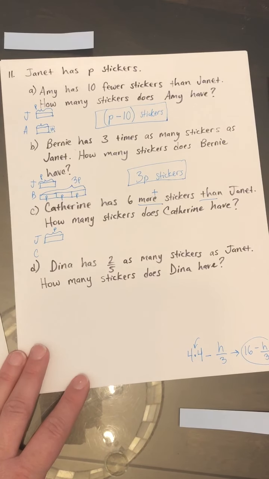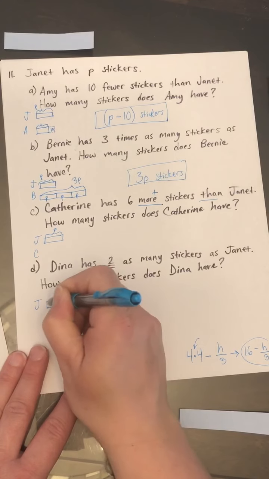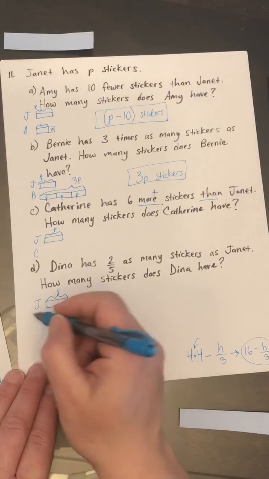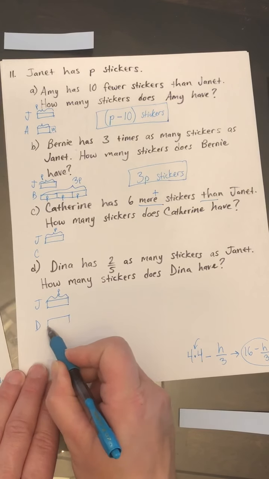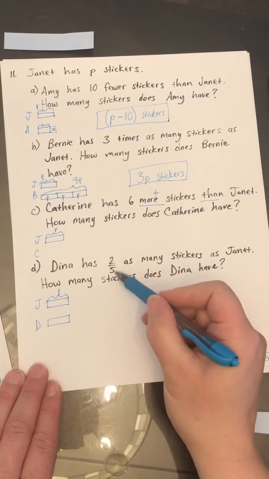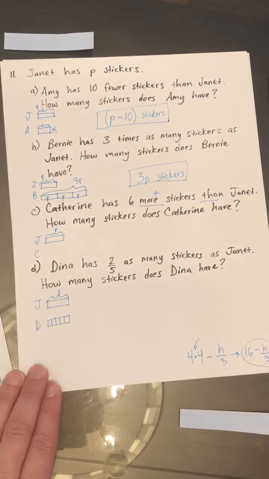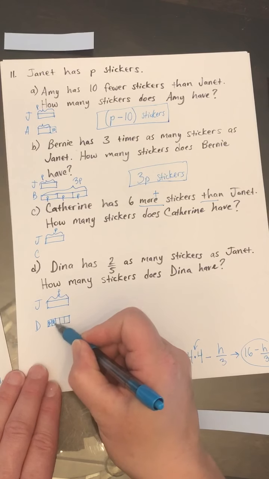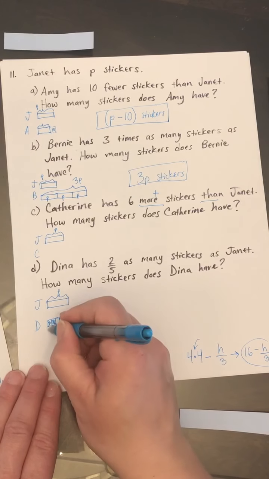This last one says Dina has 2/5 as many stickers as Janet. So I still am referring to Janet. I know Janet still has that same bar filled with P stickers. But it says Dina only has 2/5 as many. So if I write Dina's bar here, I would probably make it the same length to start. But if I want to show 2/5 of a bar, I need to split it into how many equal parts? Hopefully you said 5, right? Because of the denominator. And she only has 2 of those. 2/5 get shaded in. This other portion, I might cross off and say she doesn't have that right now.